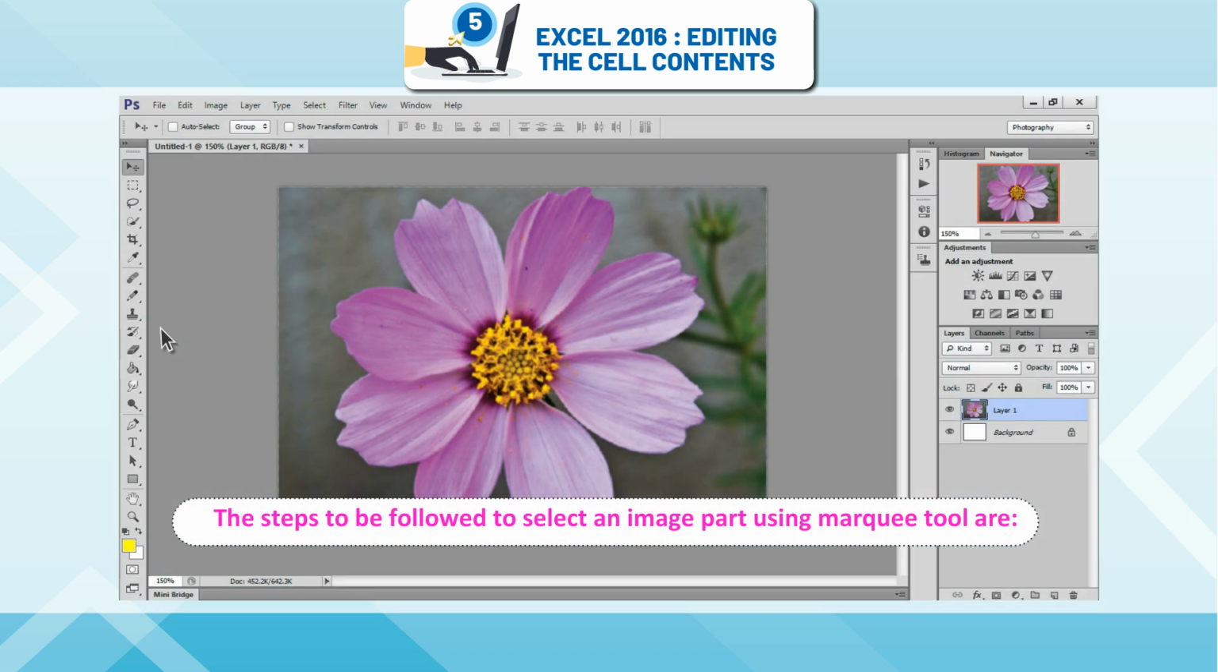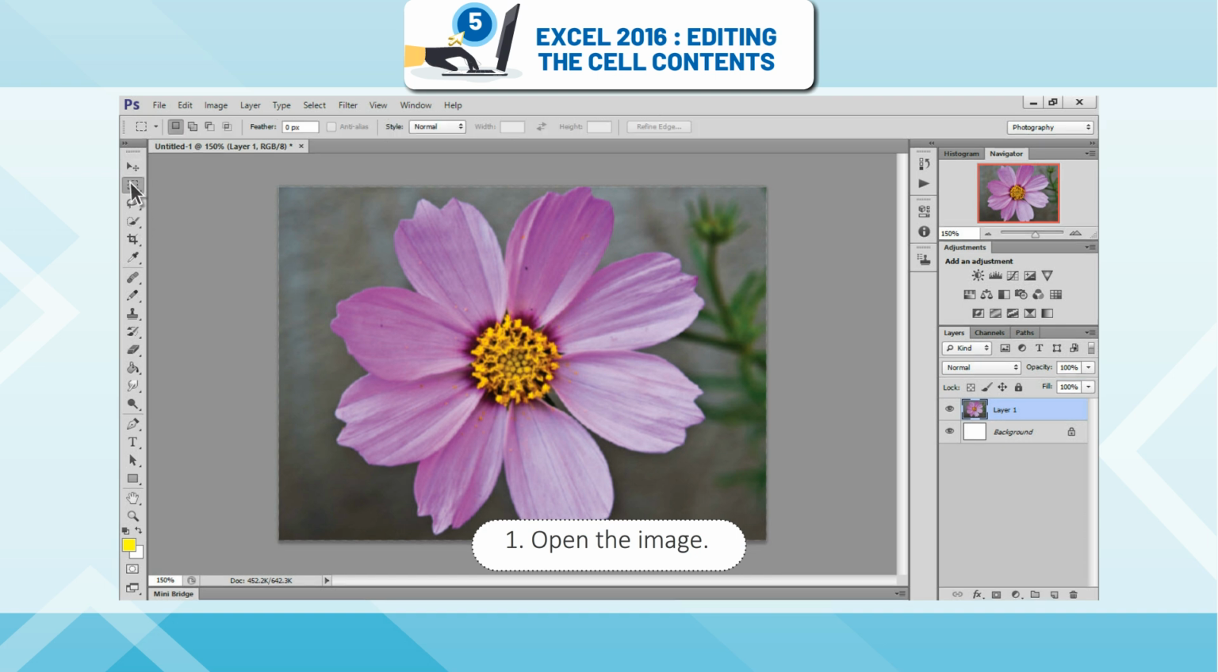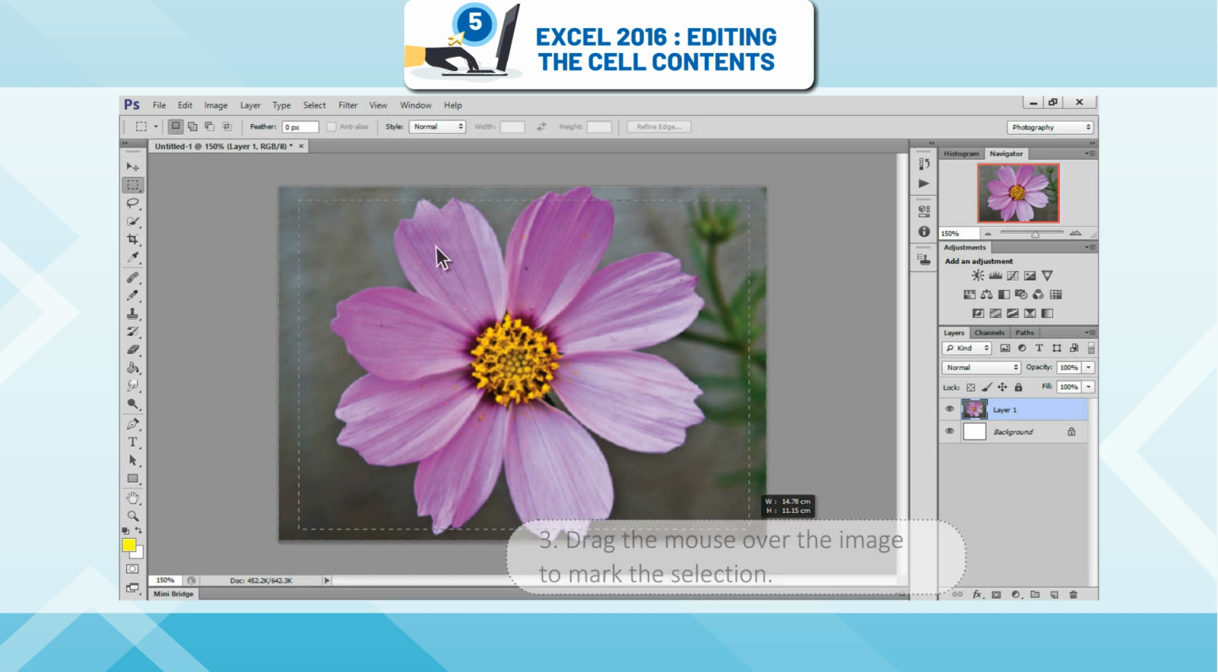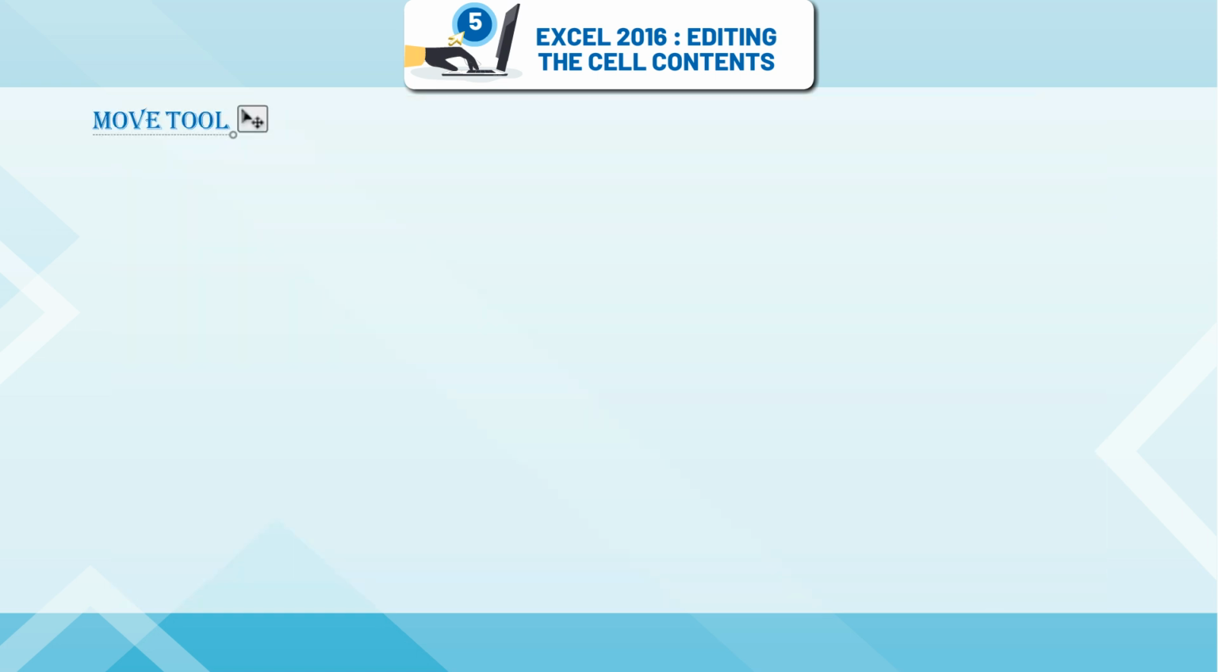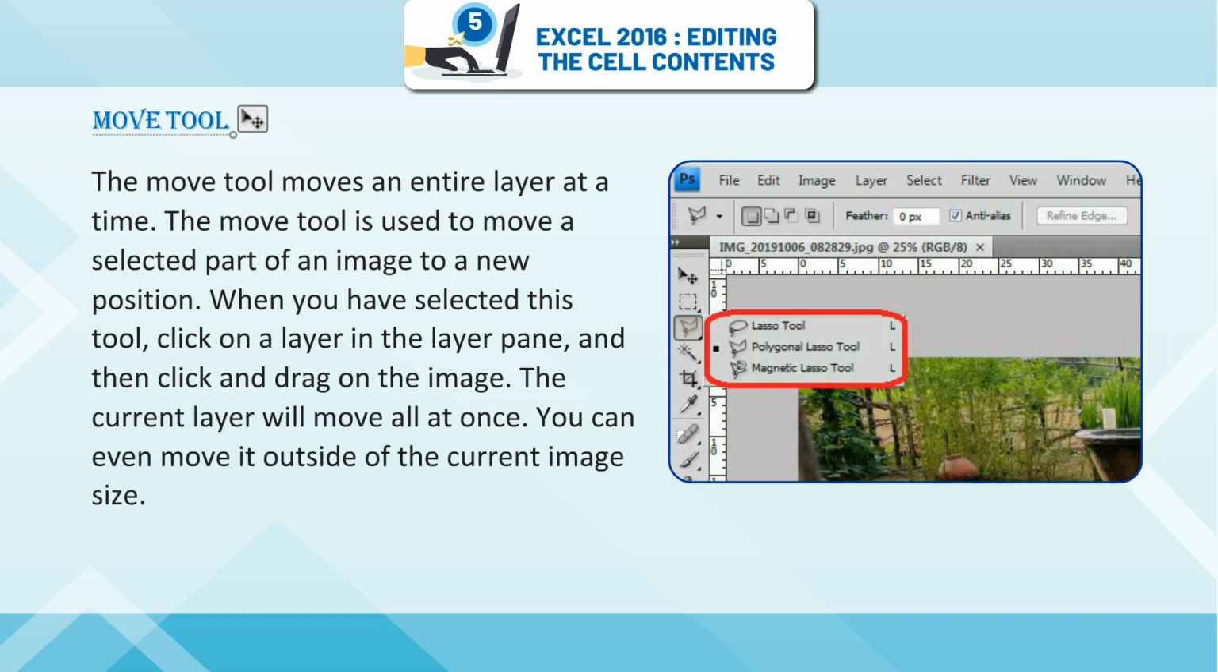The steps to be followed to select an image part using the marquee tool are: open the image, select the marquee tool of your choice, drag the mouse over the image to mark the selection. Move tool. The Move tool moves an entire layer at a time. The Move tool is used to move a selected part of an image to a new position.